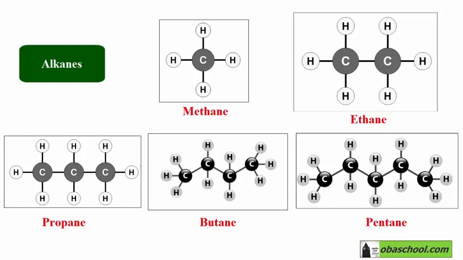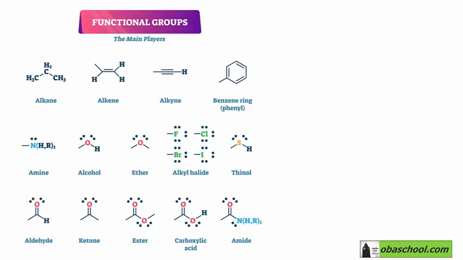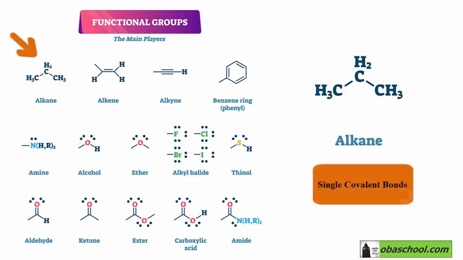If we examine the structures of these molecules, we will find that they differ from each other by one carbon atom which is bonded to two hydrogen atoms. Here we have the most common functional groups in organic chemistry. These are alkanes where all the bonds between the carbon atoms are single covalent bonds.